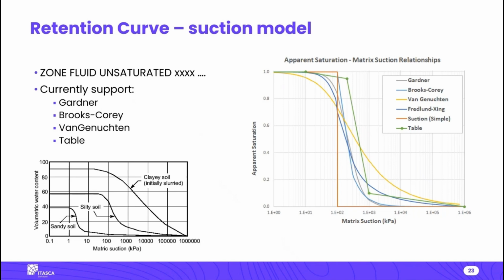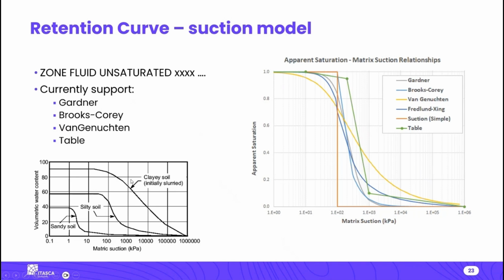In version 9.1 and above, you have the ability to specify other models. So you can say zone fluid unsaturated, and the previous model I just showed you was the cutoff, which is this red line here if we're plotting apparent saturation versus suction. We also have the Gardner model, which is this gray line. We have the Brooks-Corey model, which is this blue line. The Van Genuchten model, which is this yellow line. And these are just different curves that relate the apparent saturation to the matrix suction.